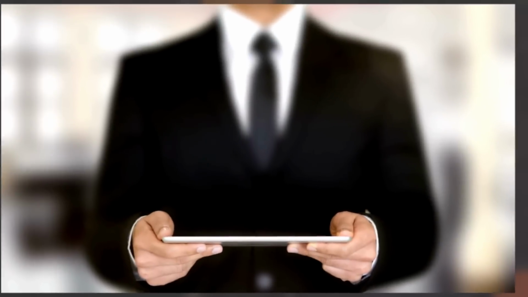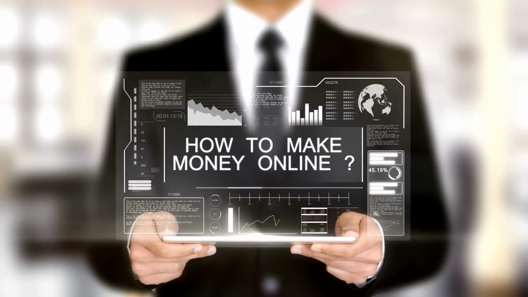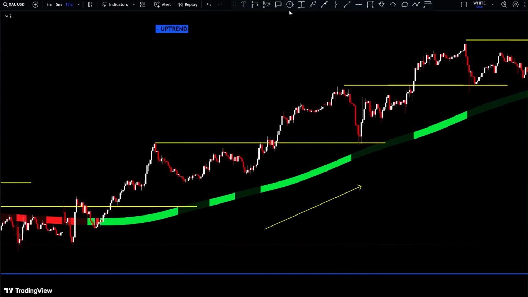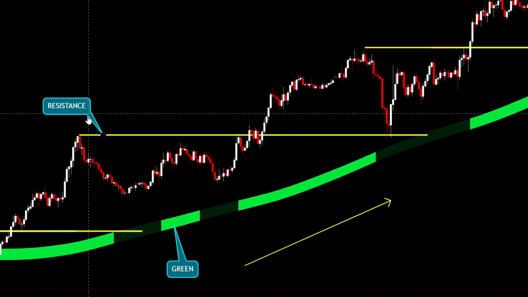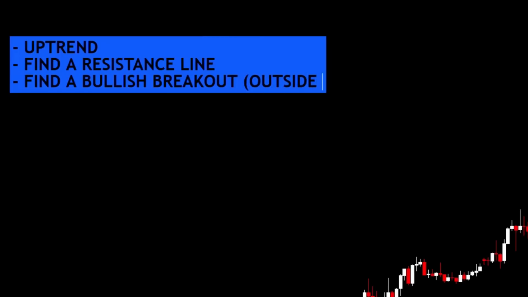Alright, now for the moment you've all been waiting for. How to actually make money using this simple price action strategy. This is where the rubber meets the road, folks. So listen up. When the market is in an uptrend, meaning the price is hanging above the green market bias line, we should be on the lookout for those resistance lines we talked about earlier. We're waiting for the price action to break above that resistance line. It's like the price finally smashing through the ceiling and reaching for the sky.